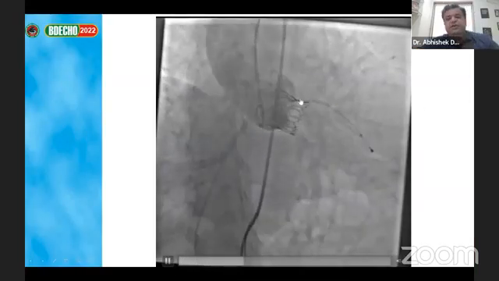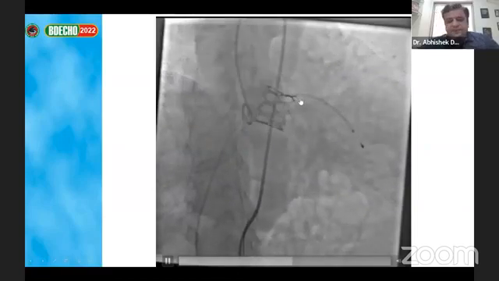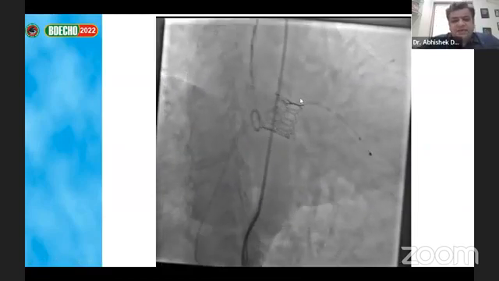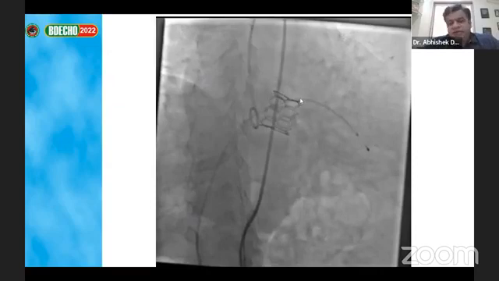So whenever you are doing something on an echo, keep your baseline CT dimensions and everything in mind when you are taking a decision to post dilate or not to post dilate, and what size of balloons to use. That's where things start.